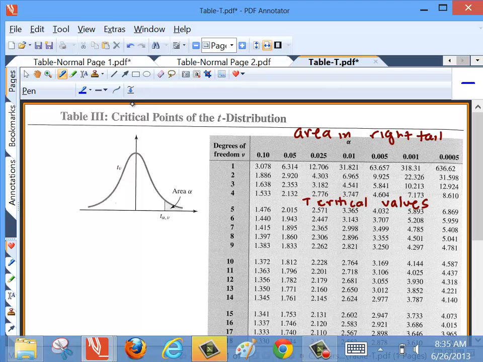9. So we want 9 degrees of freedom. How much area in the right tail? 0.05. The intersection is 1.833. So it'll probably take a little while to get used to switching formats, but my critical value here is 1.833.